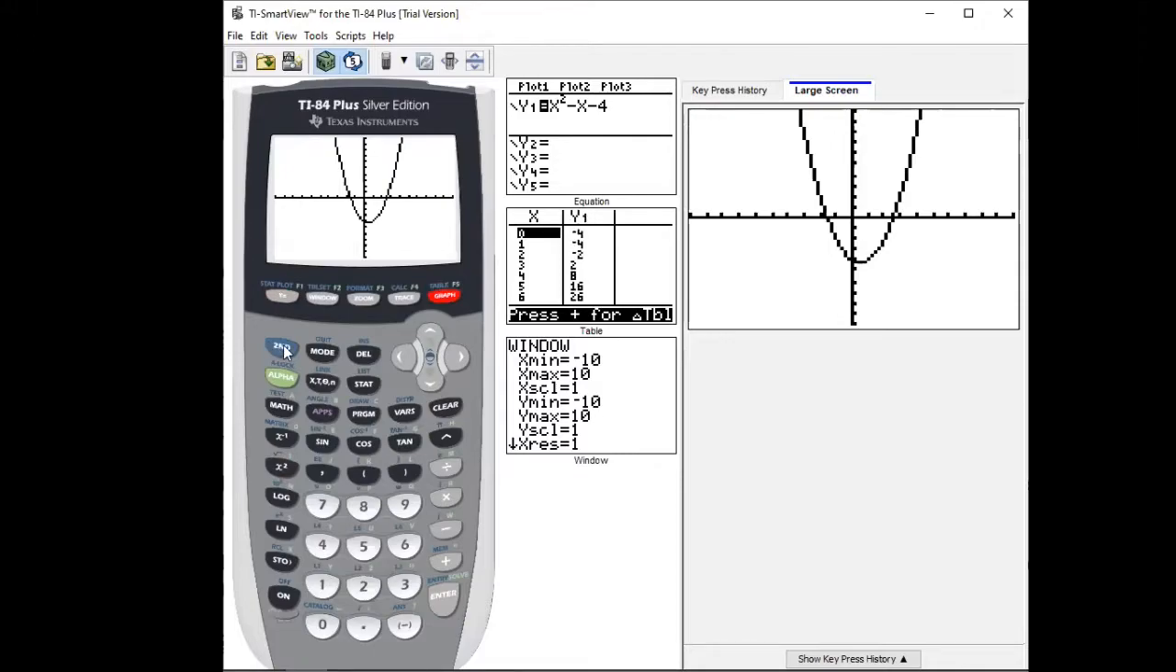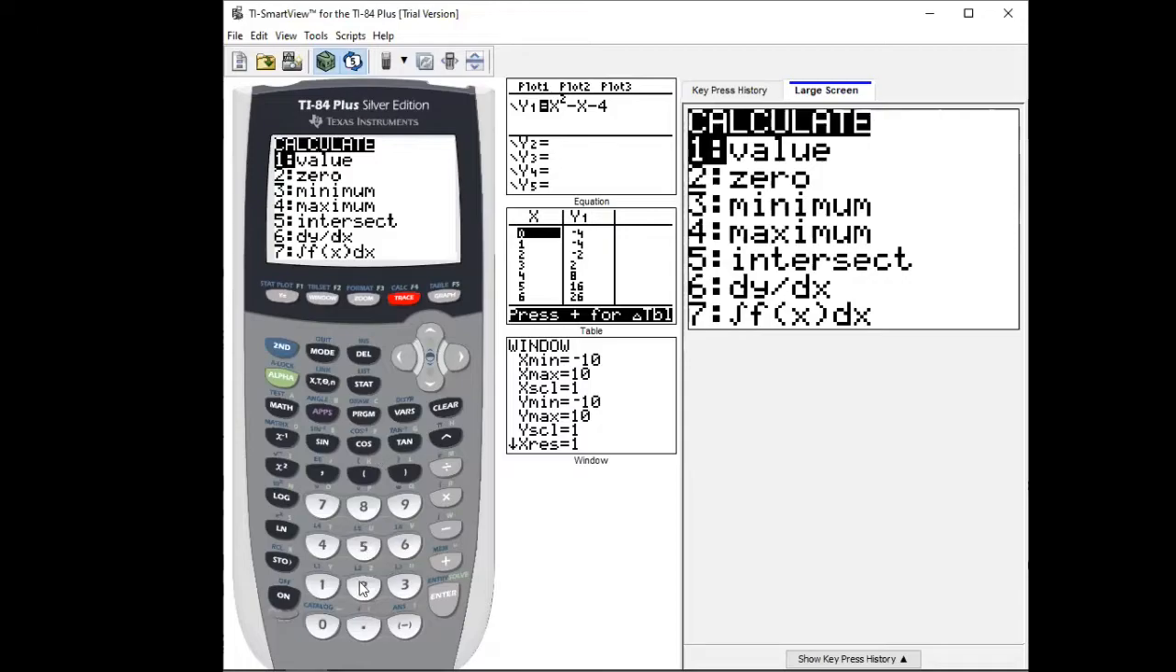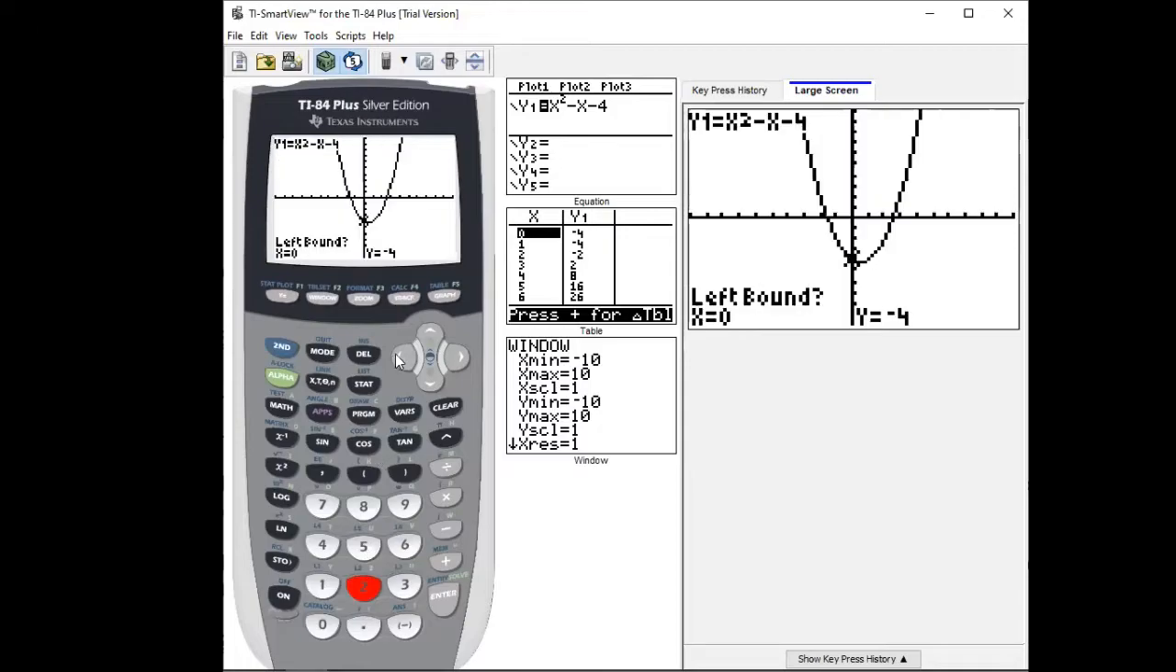And now I'm gonna find its zero. So I'm gonna hit second, calculate. I'm gonna hit 2 for zero. Now remember, some of you have trouble with this. Left bound. Start moving the flashy thingy to the left. There. I have a look at the y. It says 1.5. It's positive. Hit enter now. That's my left bound.